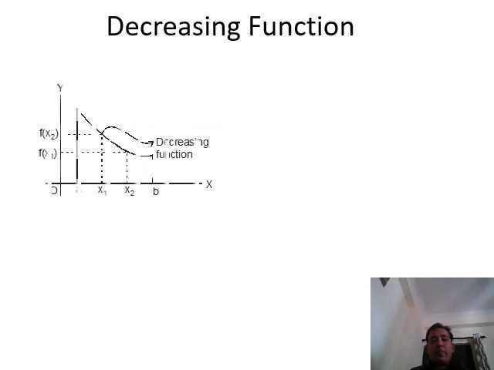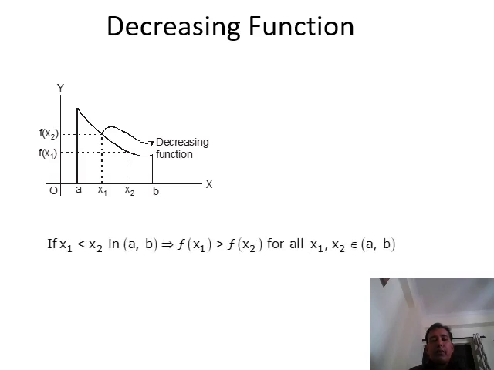Decreasing function. This is the reverse of an increasing function. The graph is shown as a curve starting from A to B. Now if x1 is less than x2 in AB, this implies that f(x1) is greater than f(x2) for all x1, x2 belonging to AB. Strictly decreasing is also referred to as monotonically decreasing.